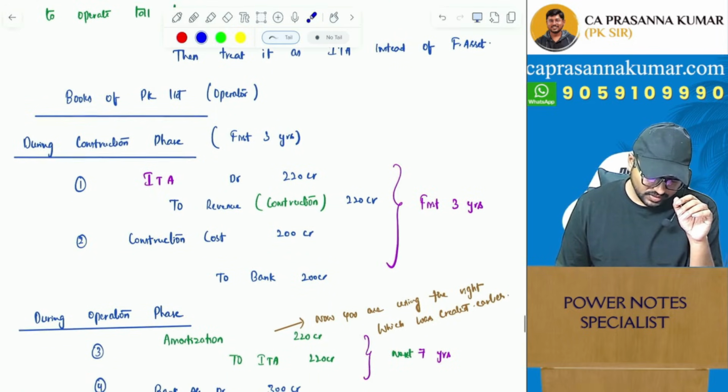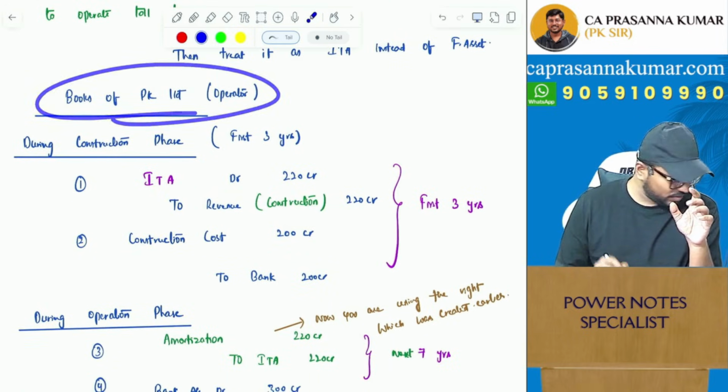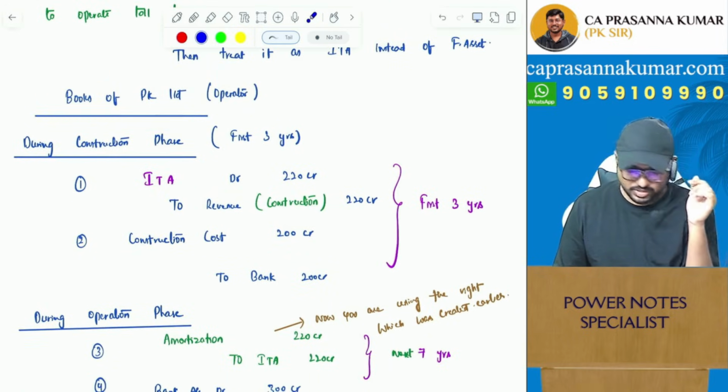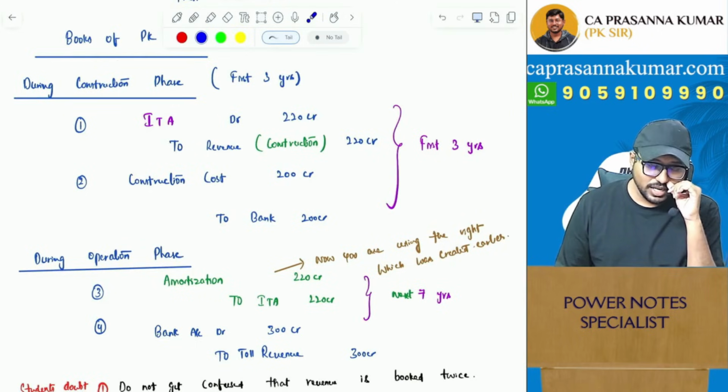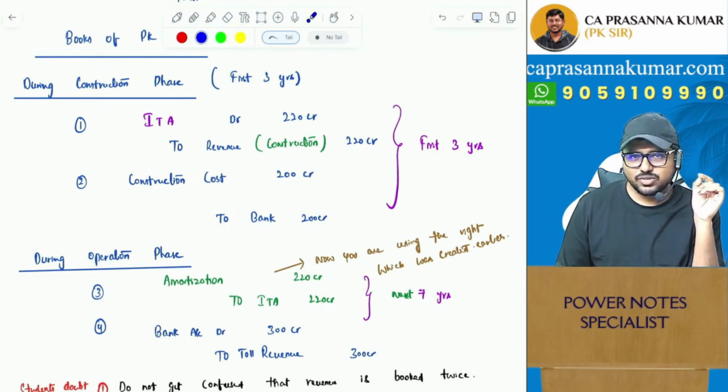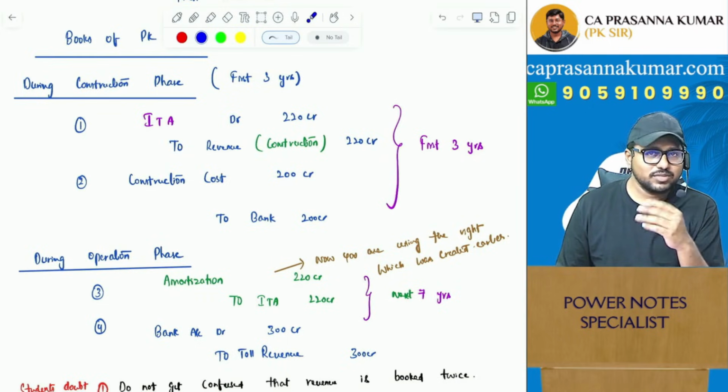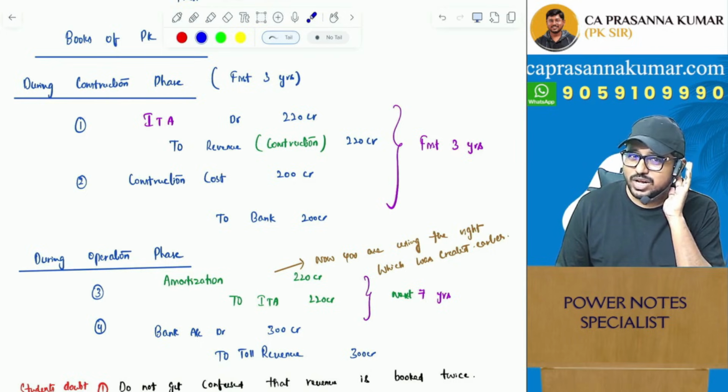Okay. Now let's see how the entries will work when it comes to the books of PK Limited. In the first 3 years, during the construction phase, you have to recognize your revenue. In the last case, you are done and dusted with your construction services. So therefore, one service is done. Once it is done, you have to recognize revenue as per IND AS 115.